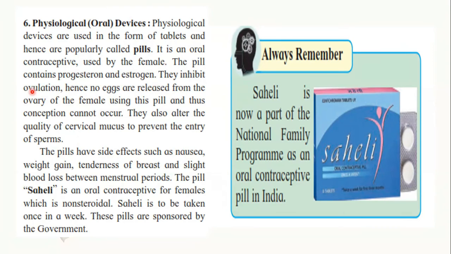They inhibit ovulation. Hence, no eggs are released from the ovary of a female using these pills and thus conception cannot occur. They also alter the quality of the cervical mucus to stop the entry of the sperms. Now, many of the pills have side effects such as nausea, that is the sensation of vomiting, weight gain, tenderness of breast, and slight blood loss during menstrual periods.